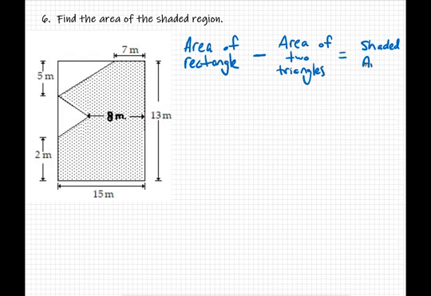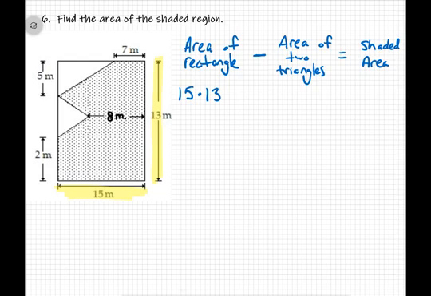Shaded area. Okay, so let's start with the area of the rectangle. We're given, now let's see, we could use the yellow here. Excuse me. The rectangle measures 15 by 13. 15 on one side, 13 on the other side. So the area of the rectangle should be 15 times 13.